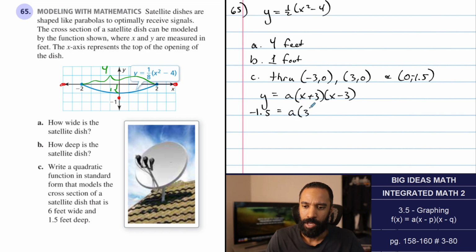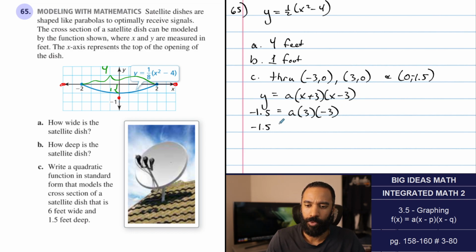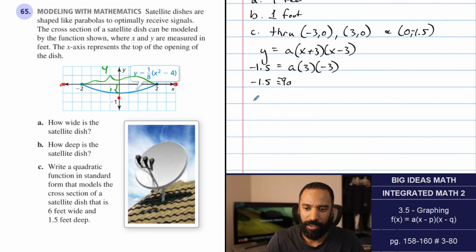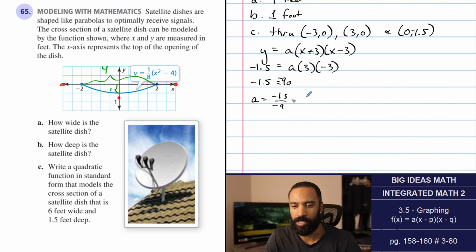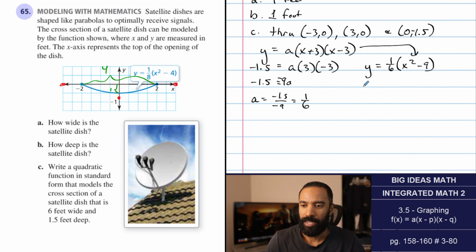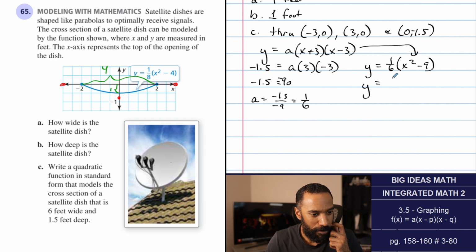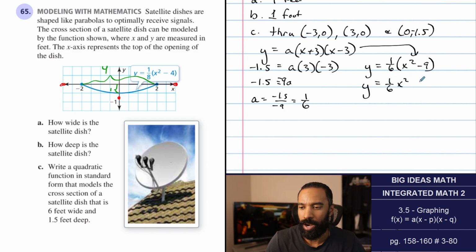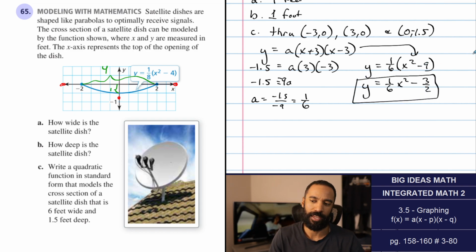So a times (0 plus 3) times (0 minus 3). So -1.5 equals -9a. Divide both sides by -9. A is -1.5 over -9, which reduces to 1/6. So now our equation is y equals 1/6 times (x plus 3)(x minus 3), which is x squared minus 9. Let's distribute the 1/6 because they said standard form. So that'll be 1/6 x squared minus 3/2, since 1/6 of -9 is -3/2.